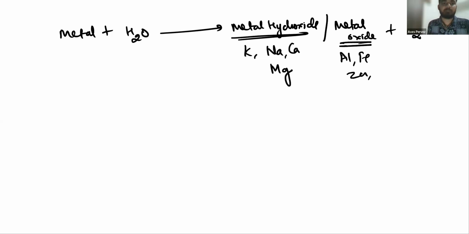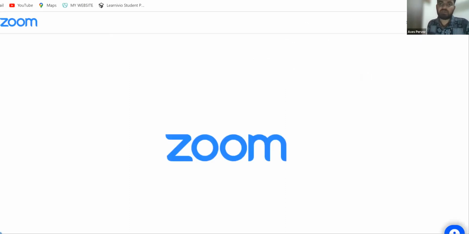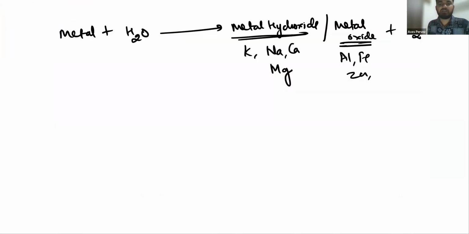Got it? So they form only oxides. So if instead of copper oxide I write copper hydroxide, the copper hydroxide is generally not formed. If I'm writing copper oxide, then it will be okay. Got it? So moving back.